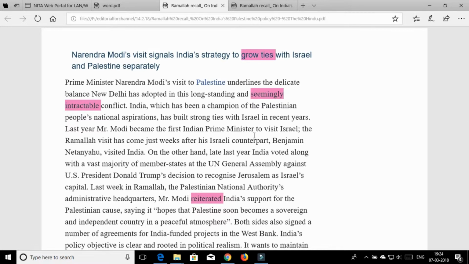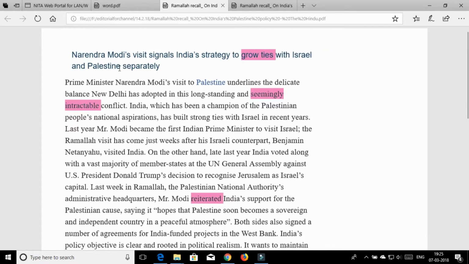So let's start. The first word was grow ties, and as I have told you already, the meaning of grow ties is to build relationships. So Narendra Modi's visit signals India's strategy to grow ties, means to make relationships with Israel and Palestine separately.